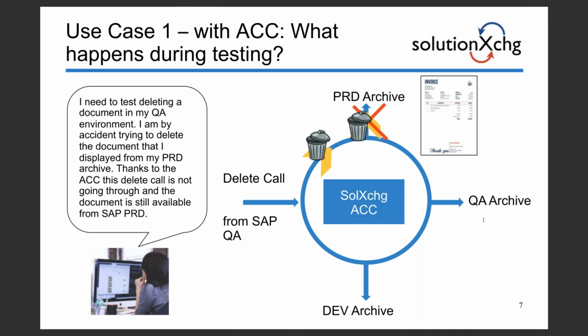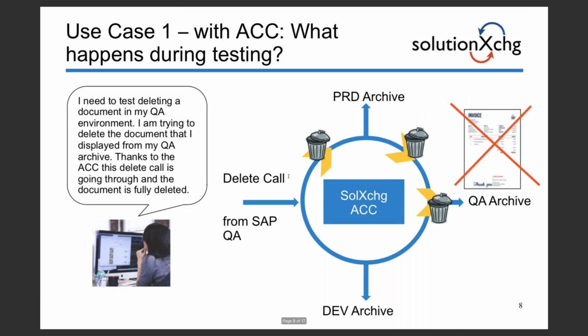Now, let's look at another scenario. What happens if I do a deletion call? Obviously, if I'm trying, by accident, to delete a document that is in the production archive, that call would get blocked naturally, and thanks to the ACC, because the production archive is read-only. So the call itself would be issued, but the document, if it's a production document, could not be deleted.